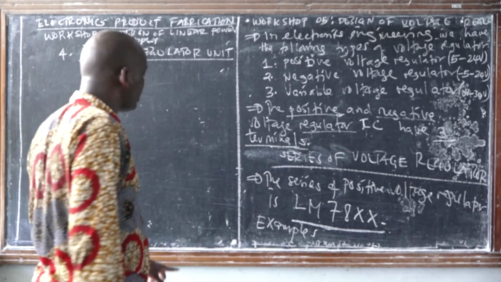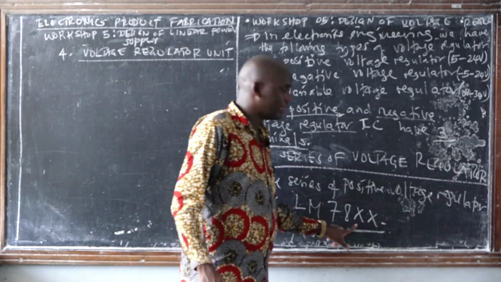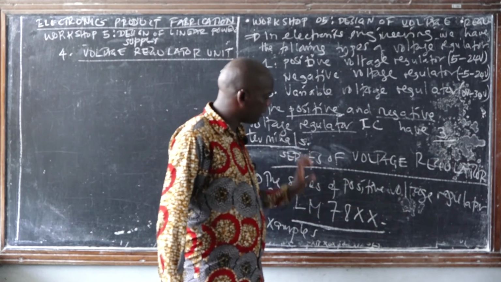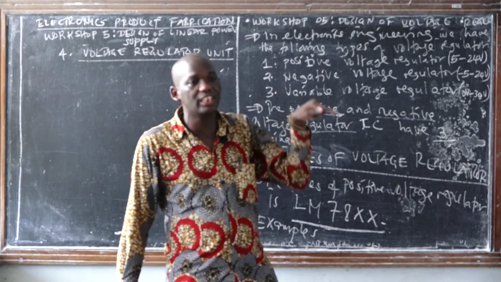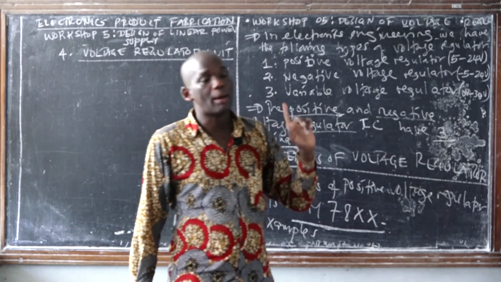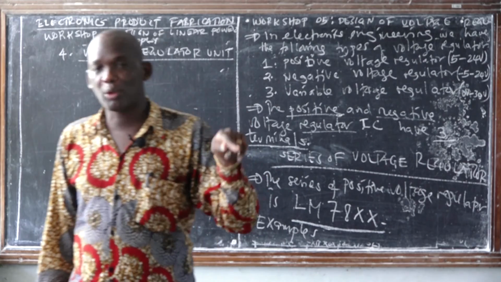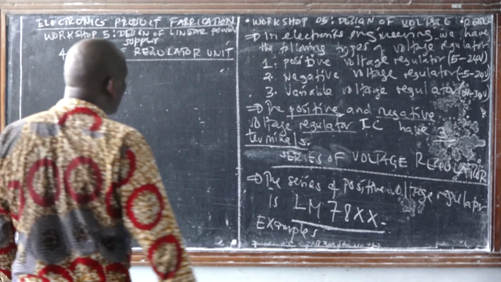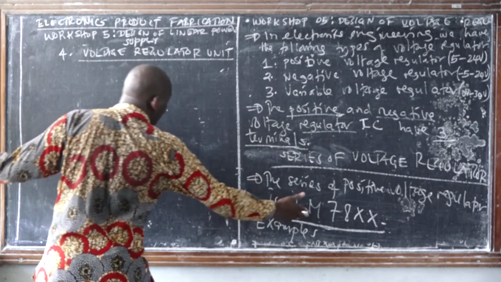And then XX depends on the amount of the regulated voltage that will be provided by the voltage regulator. So stop writing and look on the blackboard. Let me give you examples and explain the meanings of this series.